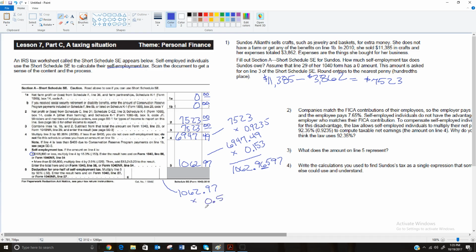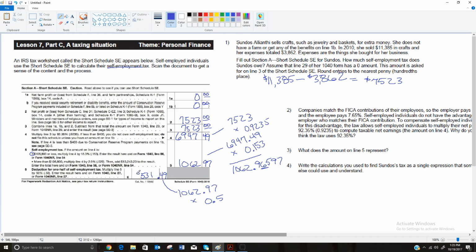Every time we do these problems, it's going to be the same process, other than you may have a case where it's under 400, or you may have a case where it's over 106,800, and you have to multiply by this different amount. But the same process as far as following the directions through. So if I take that times 0.5, I get $531 and 0.485. So that's going to be 0.49. You don't have to put a decimal there. That line indicates the decimal.